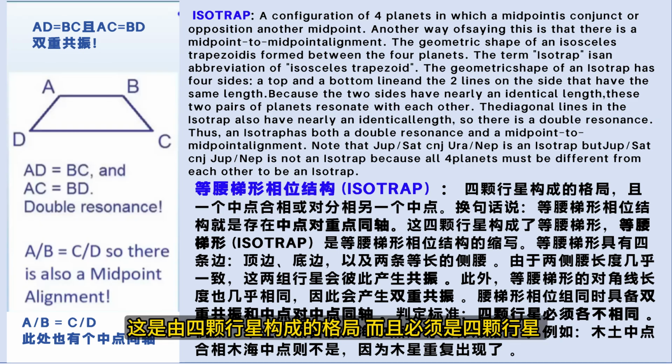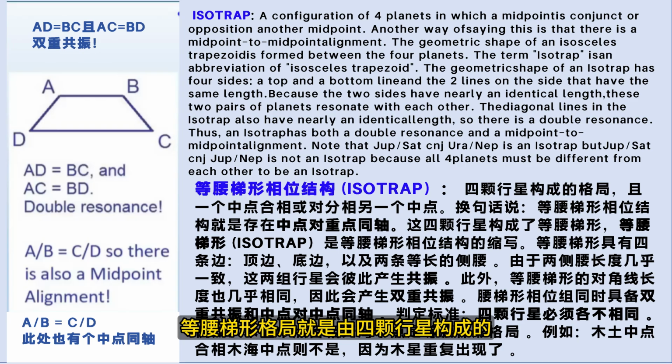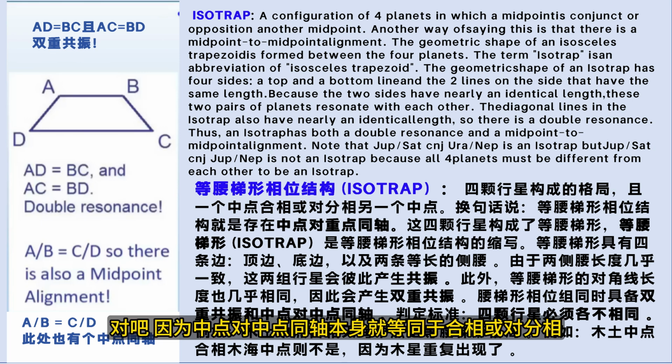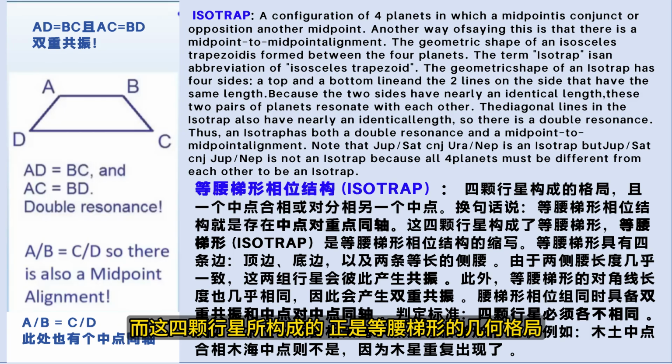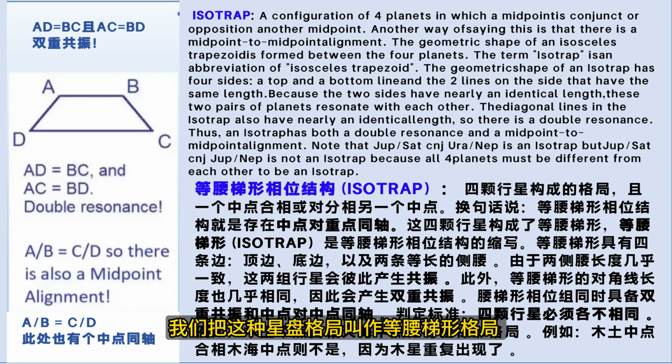A configuration of 4 planets, right? It's always 4. An isotrap is 4 planets in which a midpoint is conjunct or opposition to another midpoint. Another way of saying this is that there's a midpoint to midpoint alignment, because alignment means conjunction or opposition. The geometric shape is an isosceles trapezoid. That's the shape formed by the 4 planets. We use the term isotrap as an abbreviation for isosceles trapezoid.